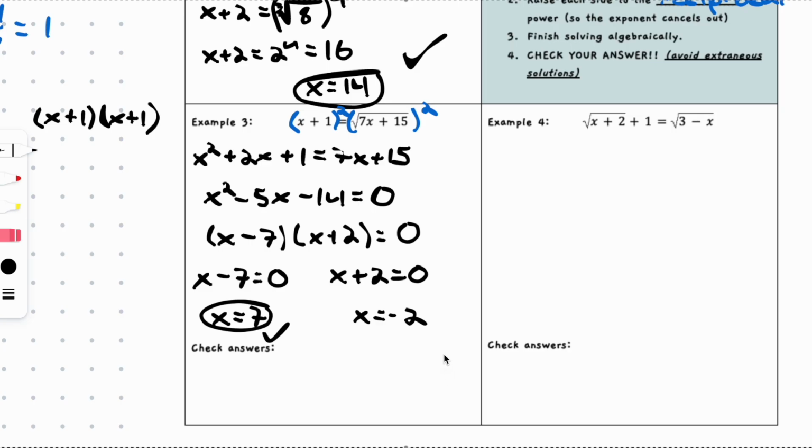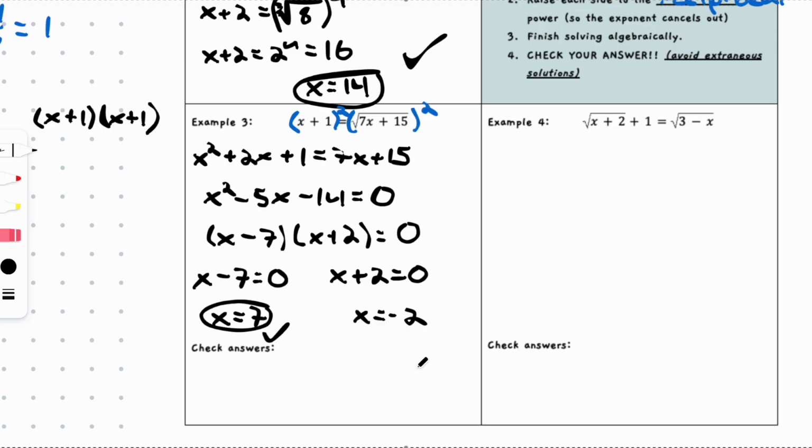This is good. Now let's do negative 2. So negative 2 plus 1 is going to be negative 1. Now, I can pretty much already say that this is going to be extraneous, but let's plug this in first. We have 7x, so 7 times negative 2, which is negative 14. And negative 14 plus 15 is going to be positive 1. Now the square root of positive 1 is going to be positive 1.